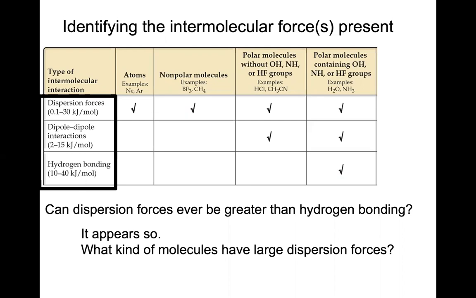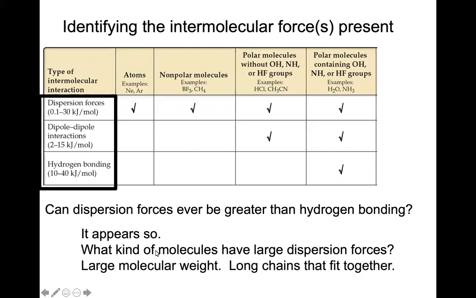We've talked a little bit about what molecules have large dispersion forces. Recall that information. What kinds of molecules have large dispersion forces? We looked at two features last time. It had to do with a larger molecular weight, and we also saw that the structure could be important. Long chains that were fitting together, sort of like our sandwich, those would be examples of things that would have larger dispersion forces. So it's quite possible that you will have examples like that that overtake these other ones.